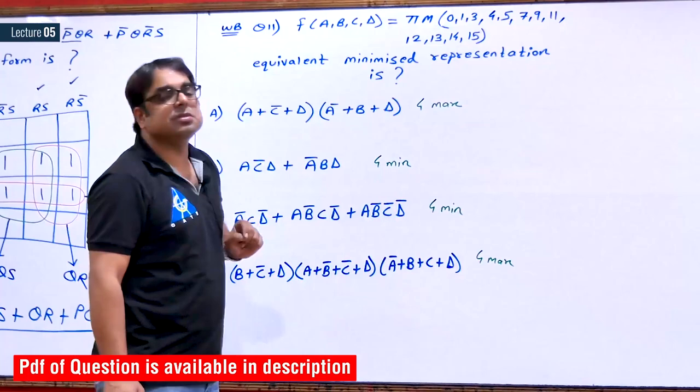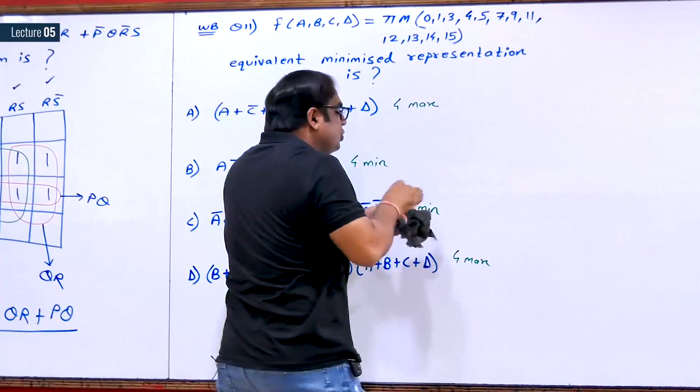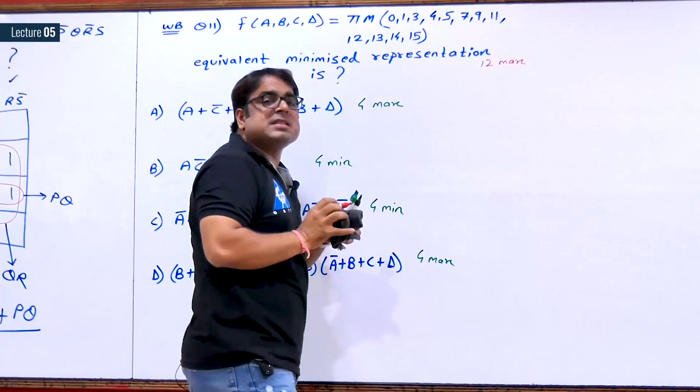Now see what the question is given to you. How many max terms are here? 1, 2, 3, 4, 5, 6, 7, 8, 9, 10, 11, 12. The question contains 12 max terms. Out of the 16 combinations, 12 are max terms. So obviously, 4 are min terms.